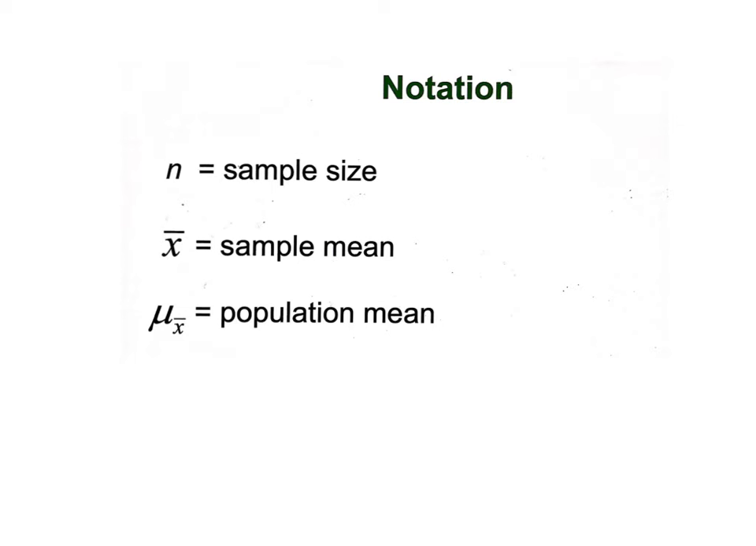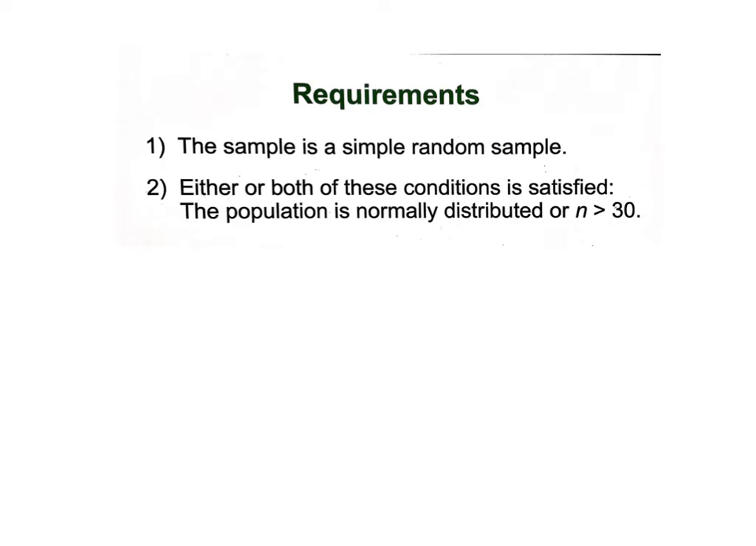Notation you need to make sure that you know: n is the sample size, as always, x bar is the sample mean, and mu is the population mean. Requirements, here's what has to happen before we can do the test. Number one, the sample has to be a simple random sample, as always. And number two, either or both of these conditions are satisfied: the population is normally distributed, or the sample size is bigger than 30. Then we go with the central limit theorem that says sample size bigger than 30 is normally distributed anyway.